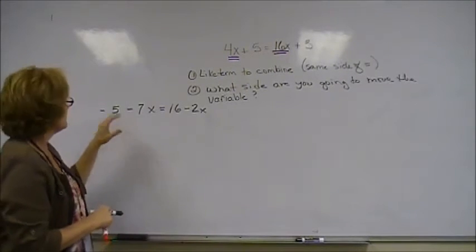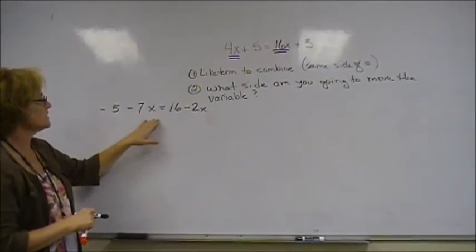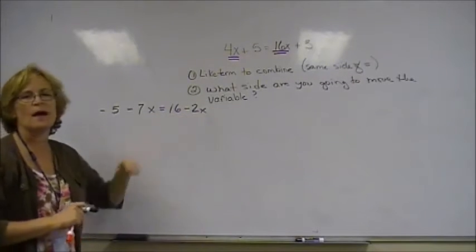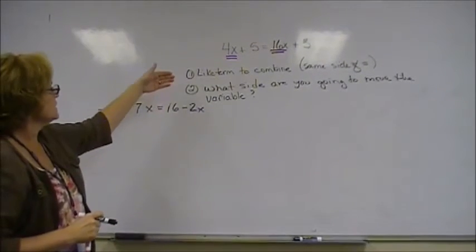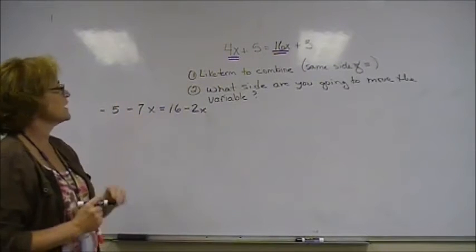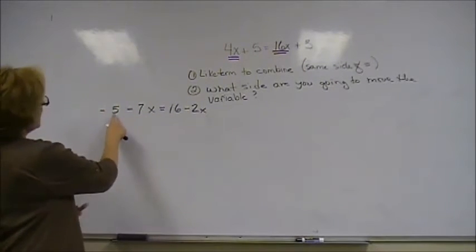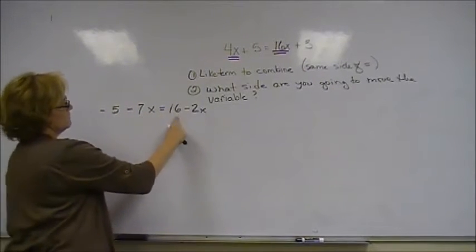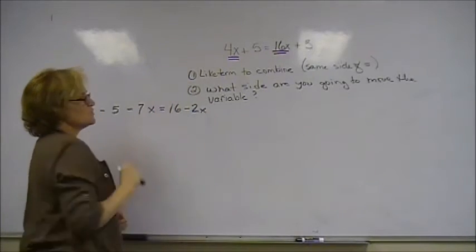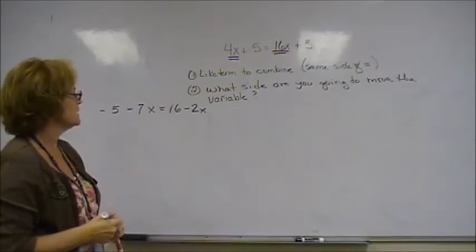All right, I have a problem here. It says -5 minus 7x is equal to 16 minus 2x. Step 1 says, are there any terms on both sides that I can combine? Well, I have a constant and a variable, a constant and a variable. So step 1, there's nothing that I can do in this case.